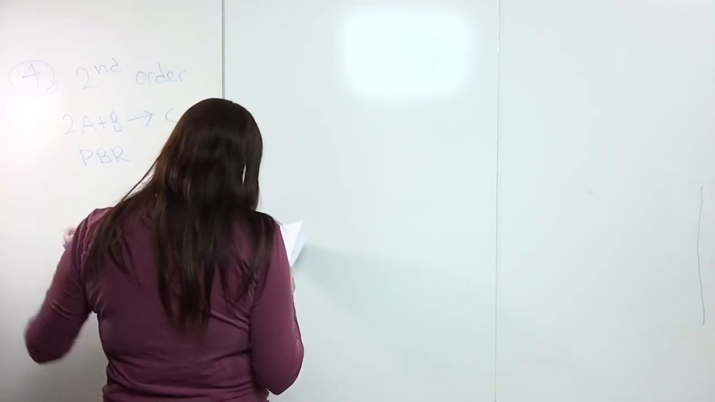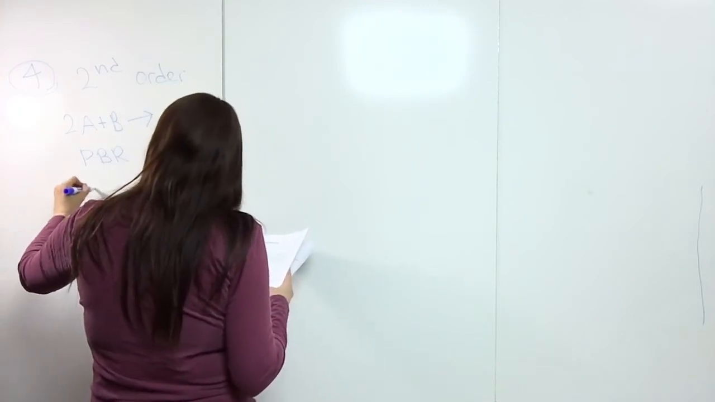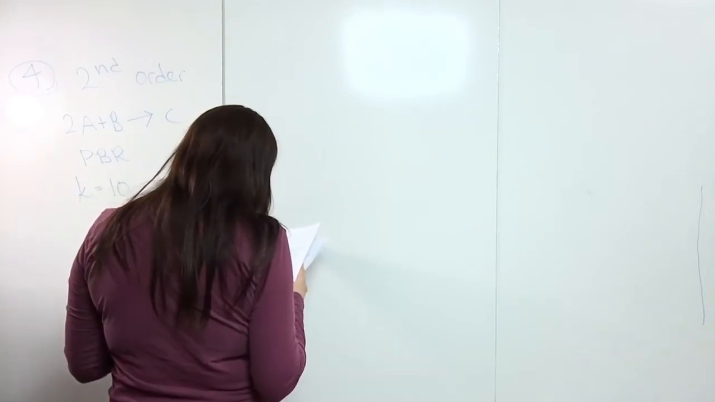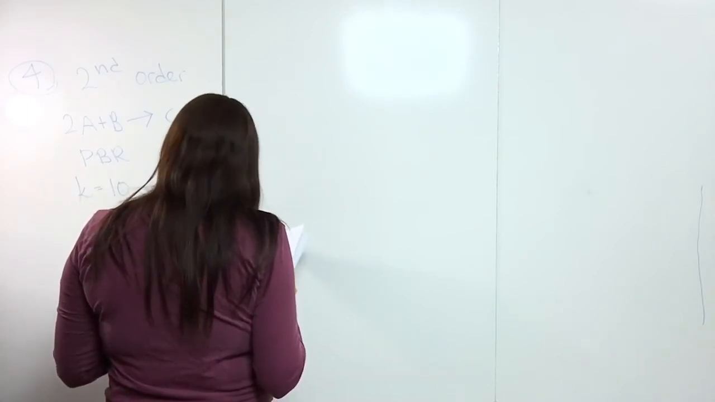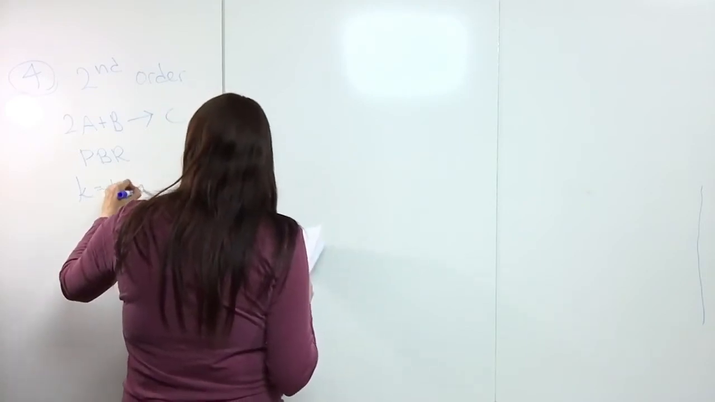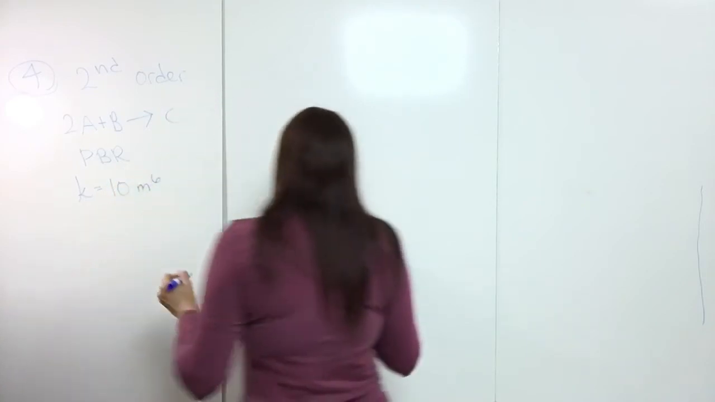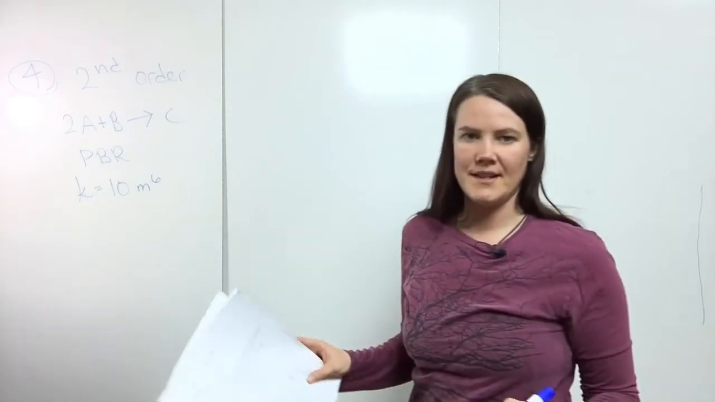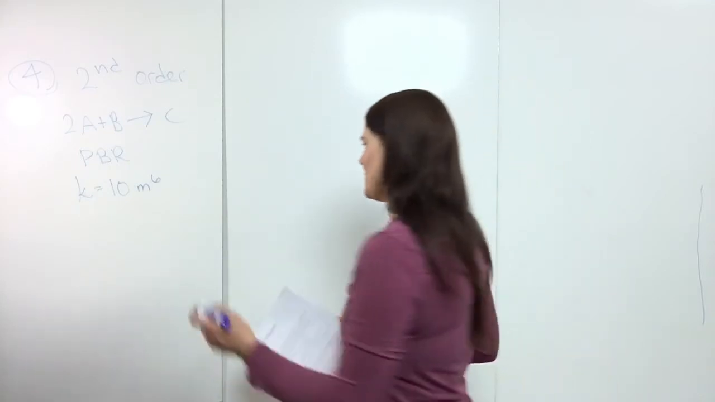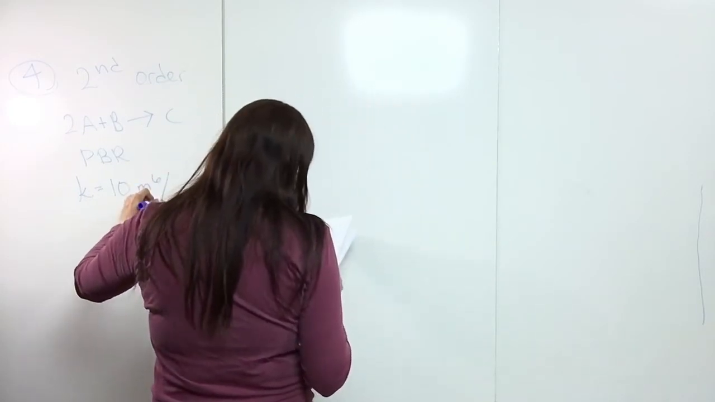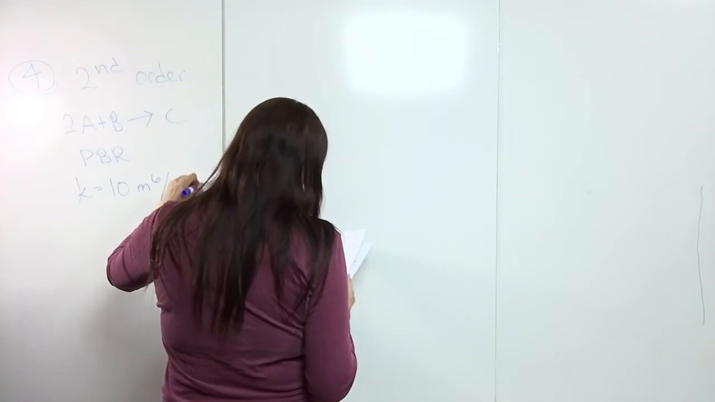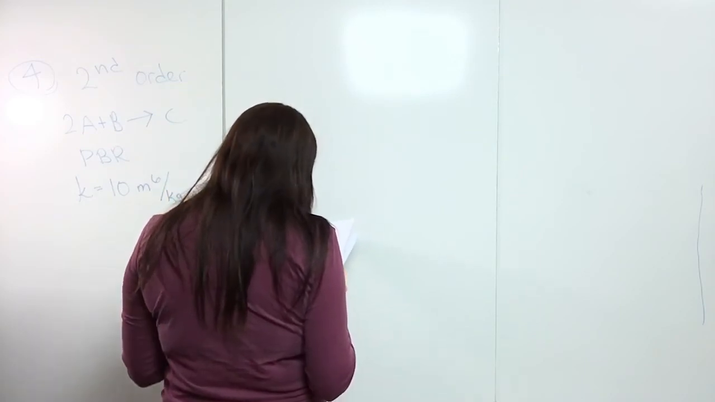The rate constant K is 10. And I'm going to write the units. I already went through all the units on this problem when I did it, and they all work out. So I'm not going to rewrite them on each step, but I'll just write the units here. So per kilogram catalyst per hour.